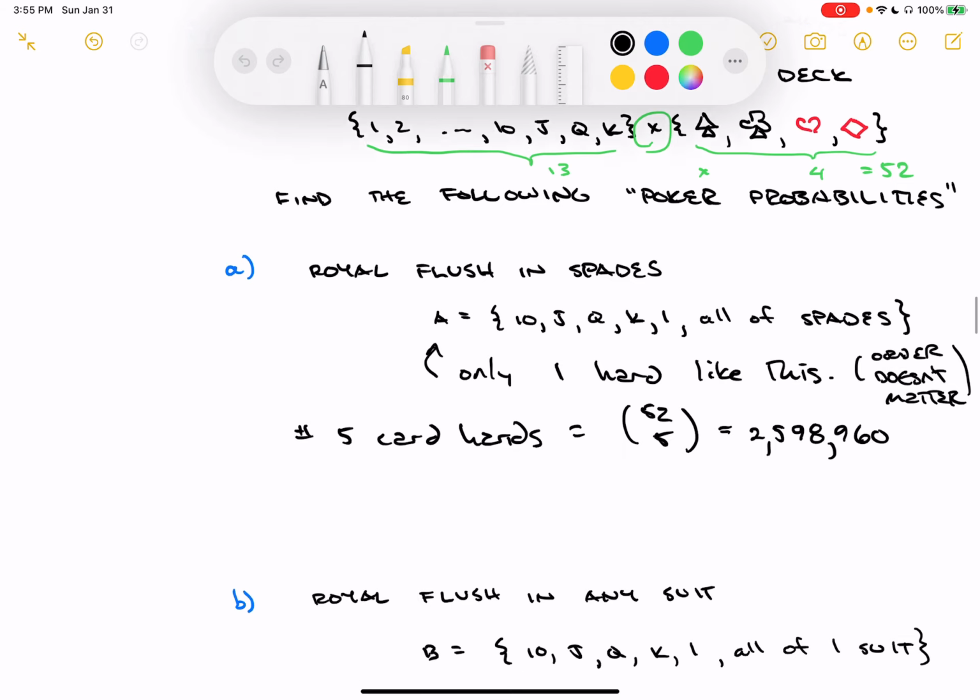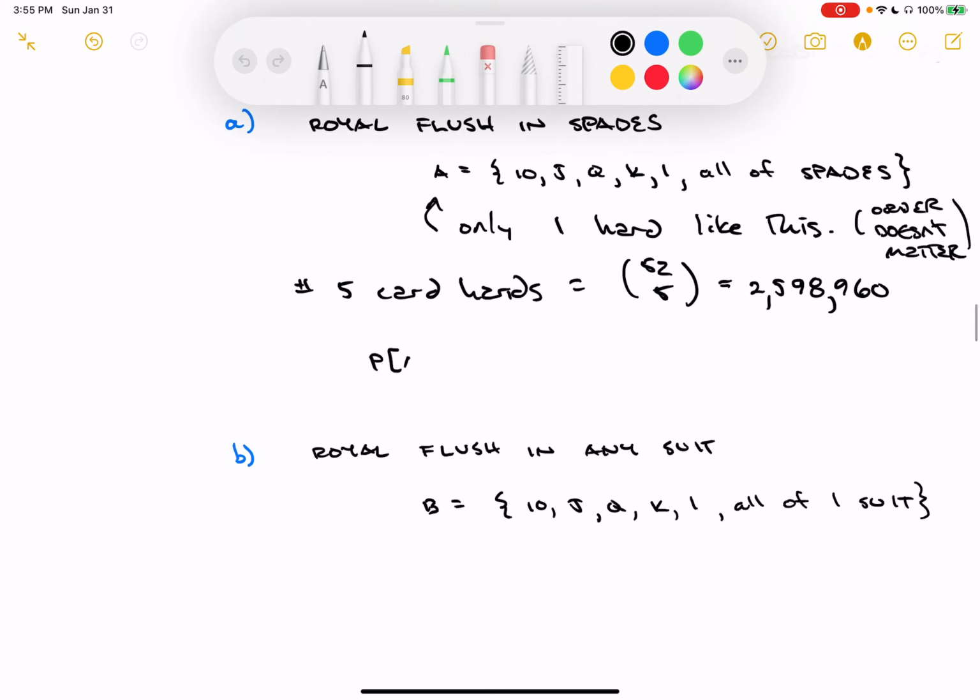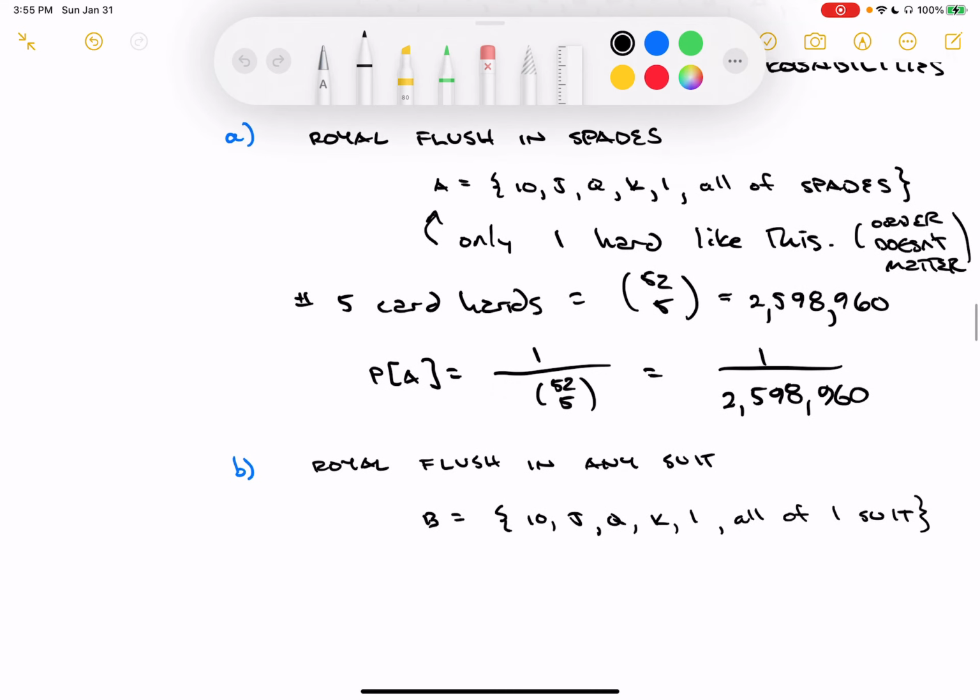You sort them anyway. So what's the probability of A? There was only one occurrence of A, divided by this 52 choose 5, so that's 1 out of 2,598,960. It is a tiny, tiny probability. It's just not very likely. You're going to have to play approximately 2.5 million hands of poker to be dealt right off the bat a royal flush in spades.